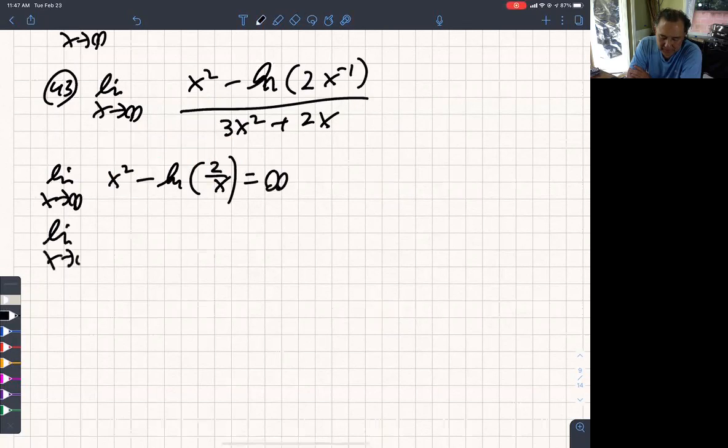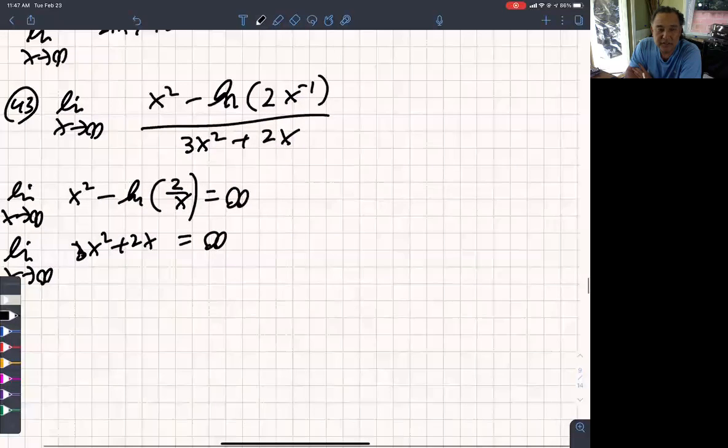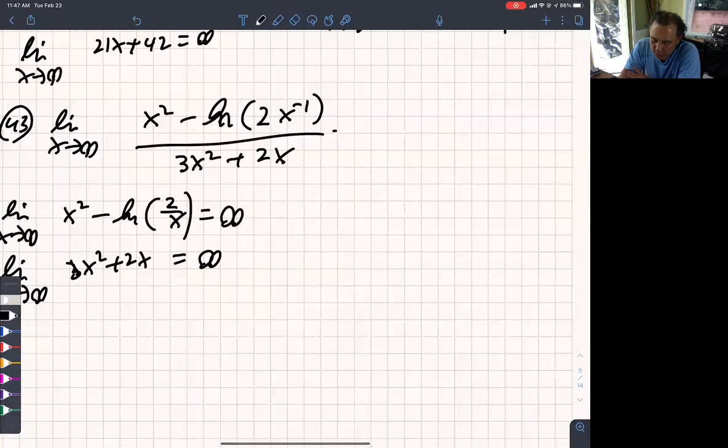And the bottom, three infinity squared plus infinity, again, that's clearly infinity. Infinity over infinity. Therefore, L'Hopital's theorem applies. Therefore, I can take the derivative of the top and the bottom, right? So we can say this equals the limit as x goes to infinity.